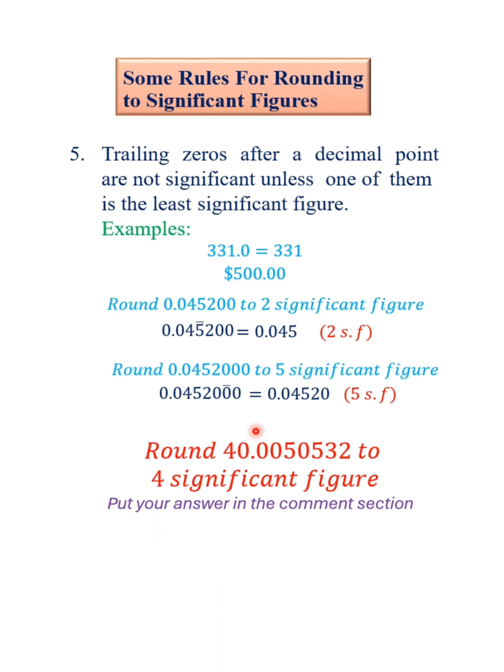If you understood this, then try this simple one. Round 40.005052 to 4 significant figures.